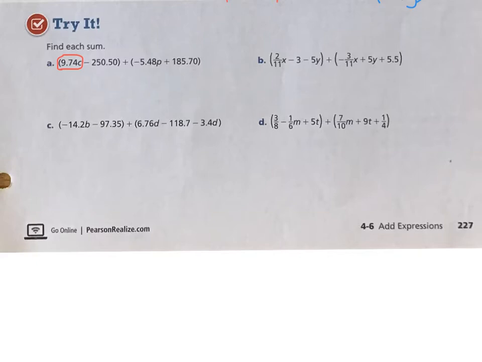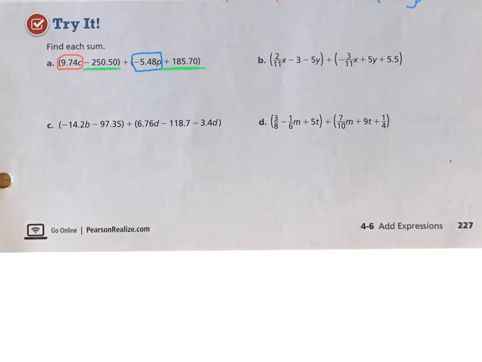Then I'm going to look for another variable term, and I do have one right here. I have a negative 5 48/100 p. And again, there is no other term that has the variable p with it, so I know that that term will not get combined with anything else. And last, I look for constant terms. In this problem, I have a negative 250 50/100 plus 185 70/100. So I'm going to need to put those two constant terms together.